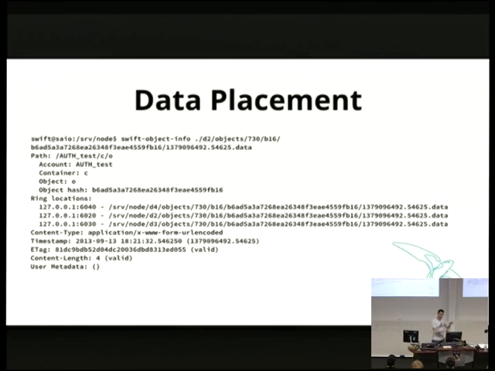This is going to come back when we're talking about how storage policies are implemented, and specifically with erasure codes. So in here, we've got an on-disk representation that basically involves the hash of the object name. And this is kind of important.